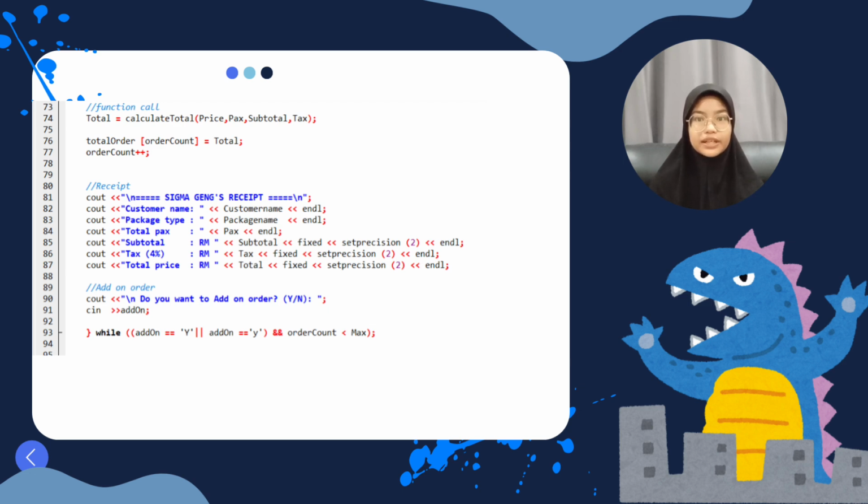The do while loop asks user if they want to add another order. It repeats if they enter Y and the order count hasn't exceeded the array size max.